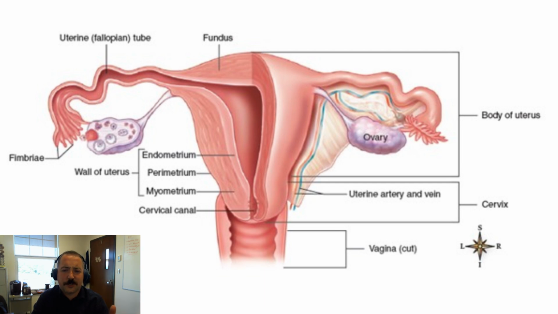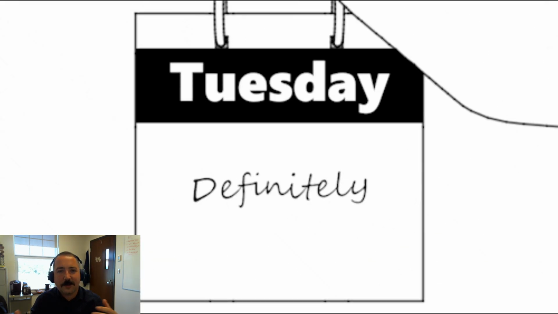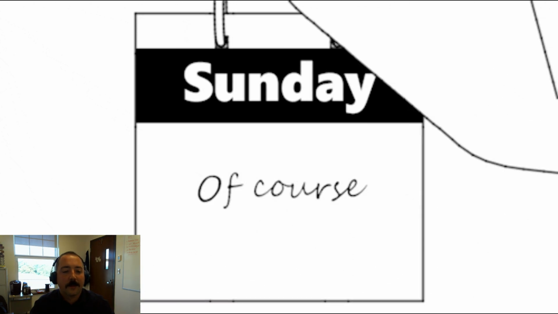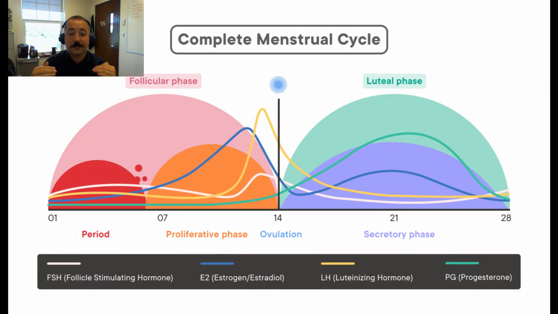This process of maturing an oocyte, or egg, and moving it from the ovaries to the uterus is called menstruation. And it usually happens once every 28 days, though that could be anywhere from 20 to 45 days depending on the woman. So what triggers this whole menstrual cycle? It starts with low levels of estrogen. That tells the hypothalamus and the anterior pituitary to start secreting follicle-stimulating hormone and luteinizing hormone.